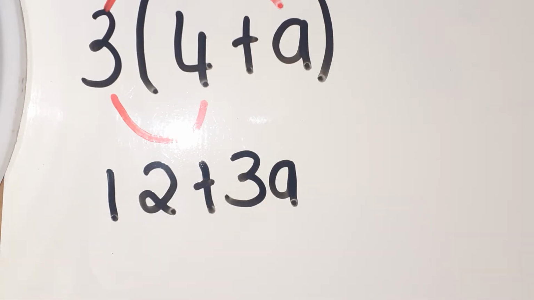They are not like terms, and we cannot go any further. So what you have to know is that you cannot add or subtract unlike terms. You can only add and subtract like terms. You can only multiply or divide unlike terms.